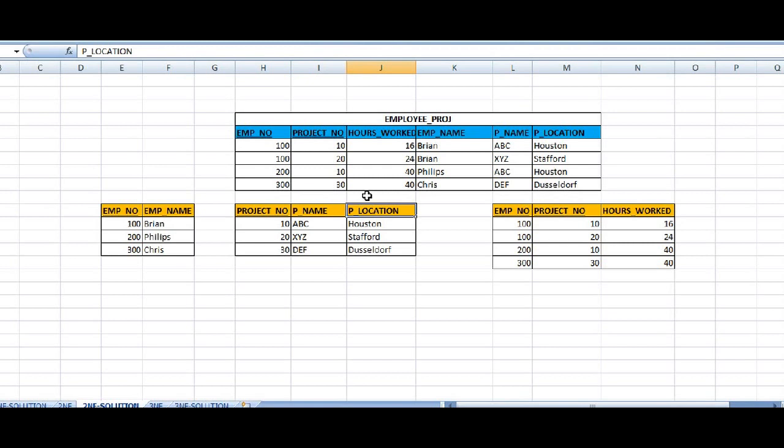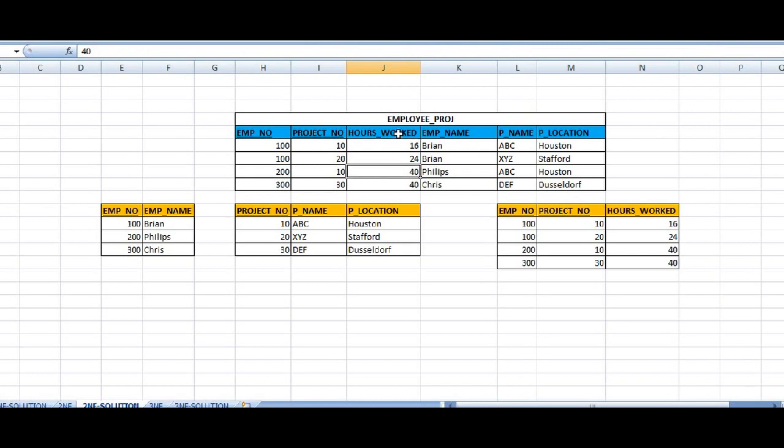The same goes for employee number, project number. The same goes for this hours worked attribute, because it is a non-primary attribute. So we saw that hours worked can be determined considering both employee number and project number. So this is the relation. Here if you see, hours worked is a non-primary attribute and employee number and project number is the primary key. So hours worked is fully dependent on this primary key. So it is 2NF compliant.